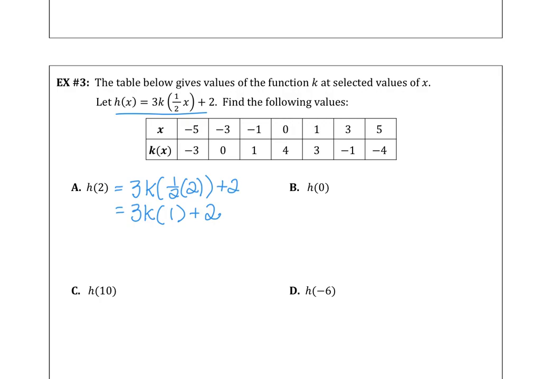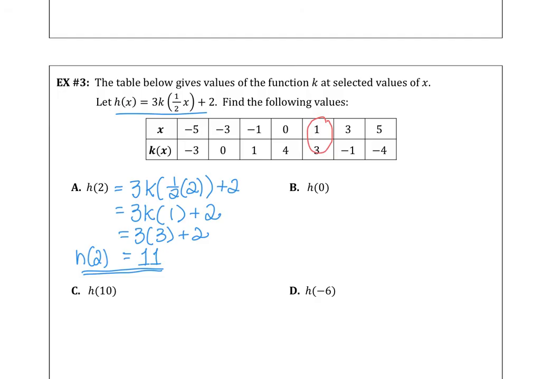So looking at our table, the k of 1 is 3. We've got to do 3 times the k of 1 and add 2. So 9 plus 2 is 11. The h of 2 moves that function to 2, 11.